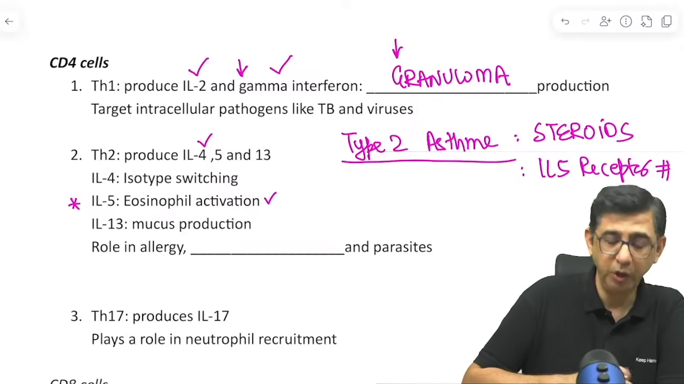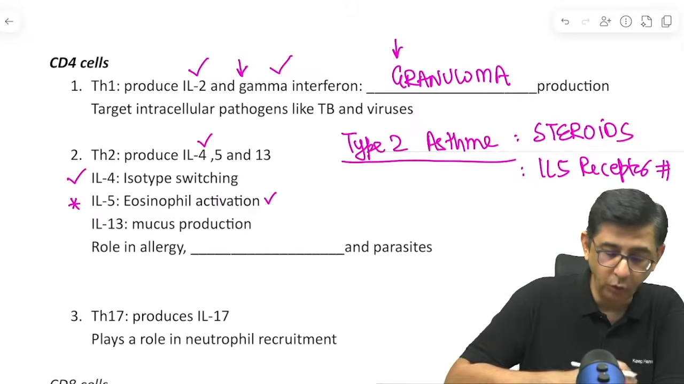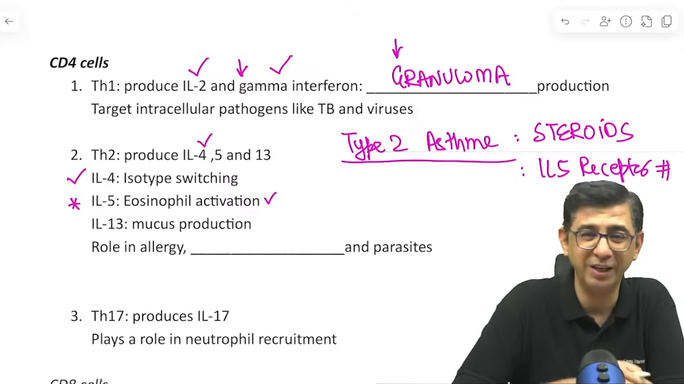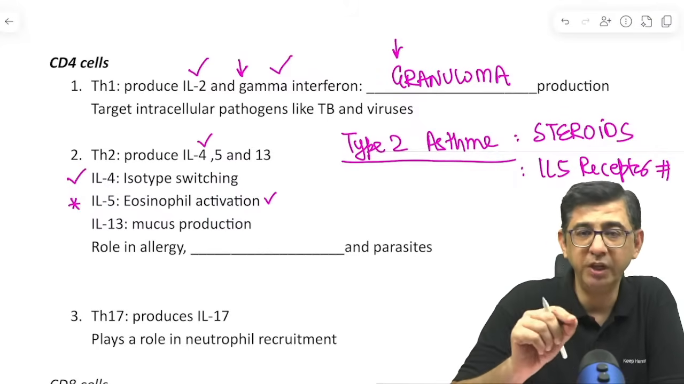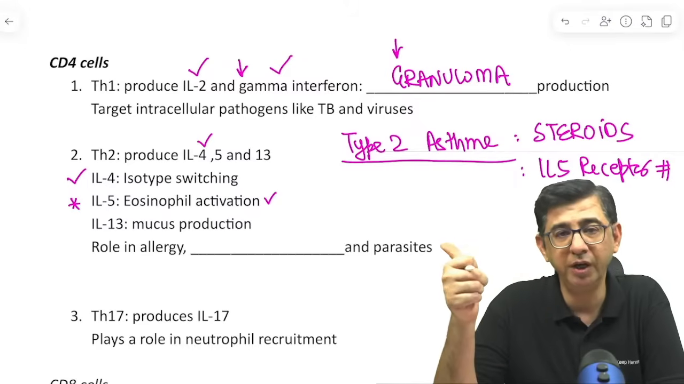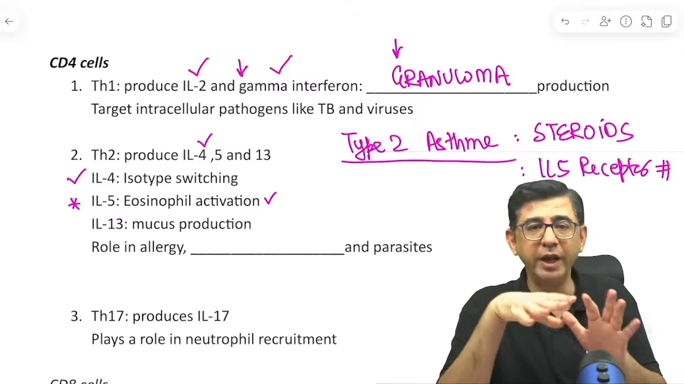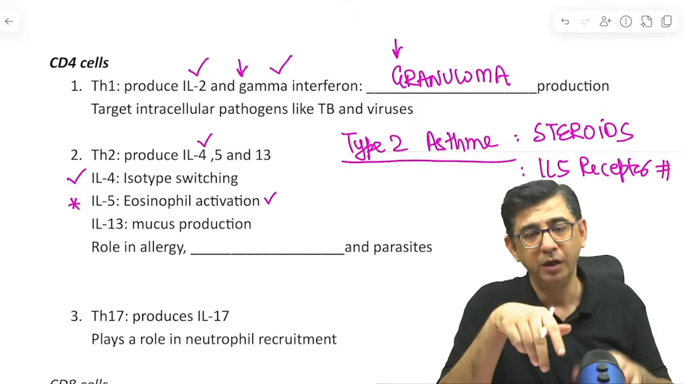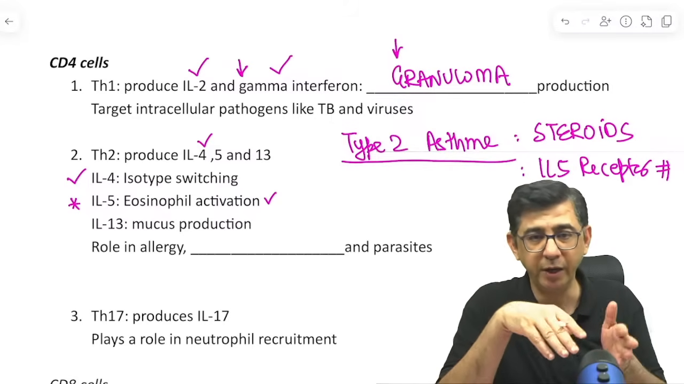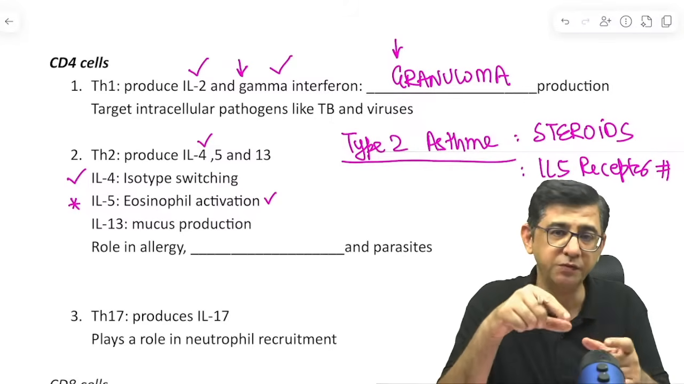If you know that interleukin 4 plays a role with respect to isotype switching, when I say isotype switching, that means the B cell can now be producing the remaining antibodies. Remember, earlier it was producing only M and D. Now it is G, A and E. So, a specialized function of the B cells.